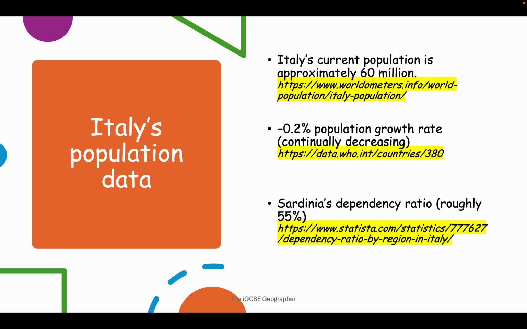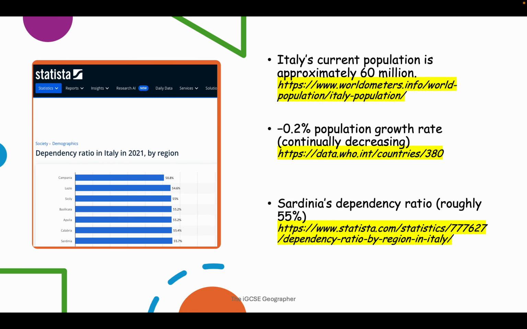And of course, it asks for place-specific references. We do need to name some places within Italy. So I've chosen Sardinia, the island of Sardinia, which has a dependency ratio of around 55%, which is very high. Okay, so this is taken from Statista. You can see the link I've provided. You can see Sardinia there at the bottom.